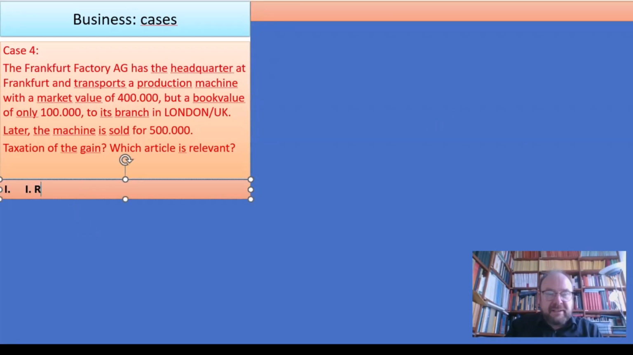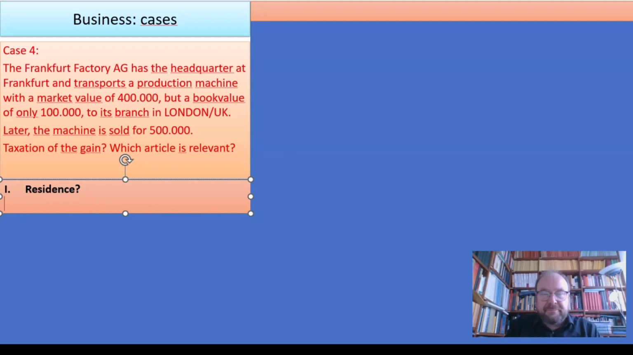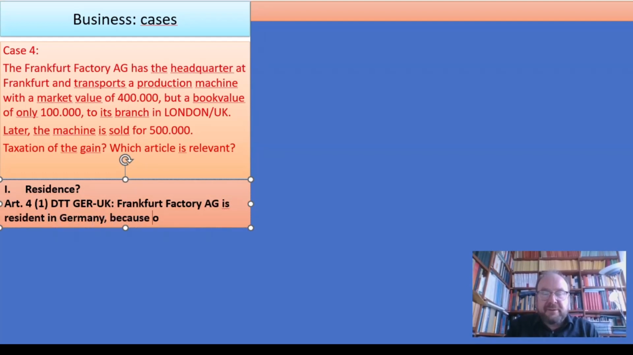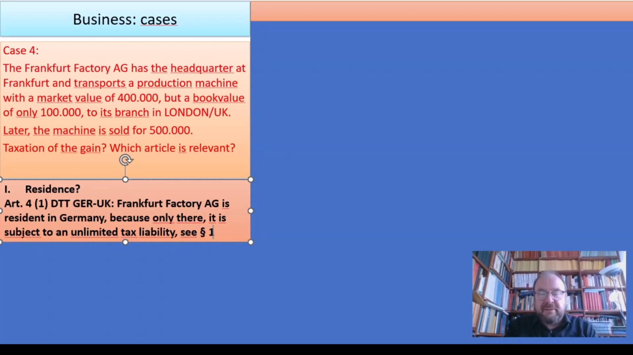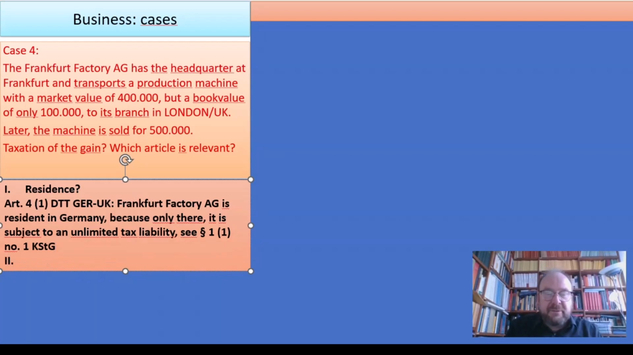First step will again have to be the residence. And for this, we will have to look to the English DTT again, and probably it was Article 4.1, DTT Germany, UK. So the Frankfurt Factory AG is resident in Germany because only there it is subject to an unlimited tax liability. If you want, you can compare number 1 of the German KStG. However, we just courageously said this without checking it, so we should check it before we go to the events.